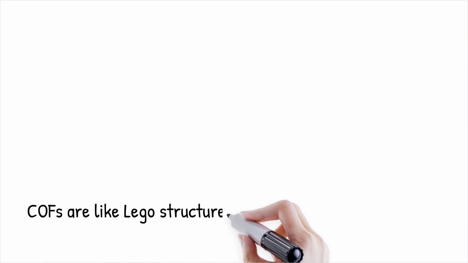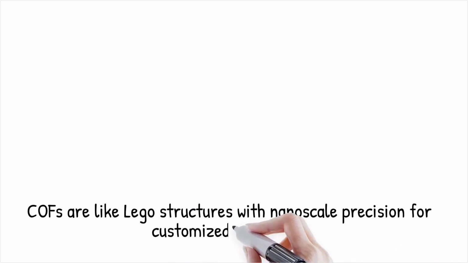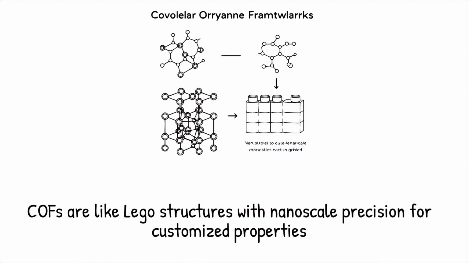Analogy: COFs are like Lego structures built with nanoscale precision. Each block can be customized to create a material with specific properties and applications.